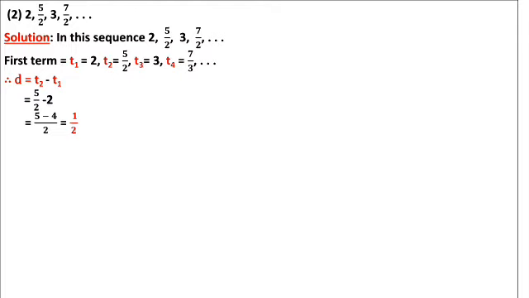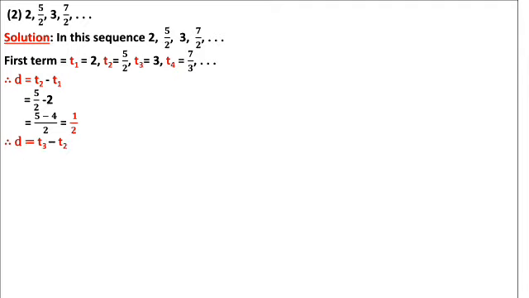So to find D, we need T2 minus T1. So T2 is what? 5 upon 2 minus T1, which is 2. As we read a mixed number, in the same way we have to read. We have to make the denominator the same. So 2 twos are 4. 5 minus 4 upon 2 equals 5 minus 4, we get 1. So our answer is 1 upon 2. So here we got the distance is 1 upon 2.